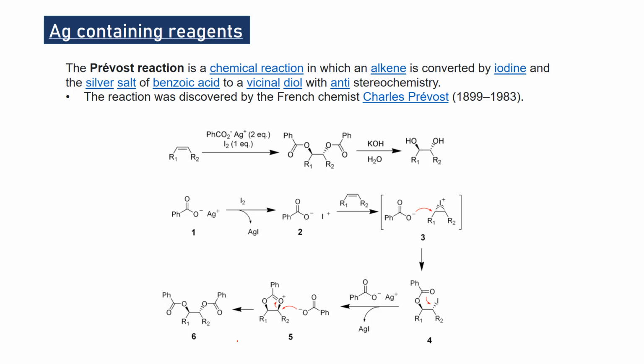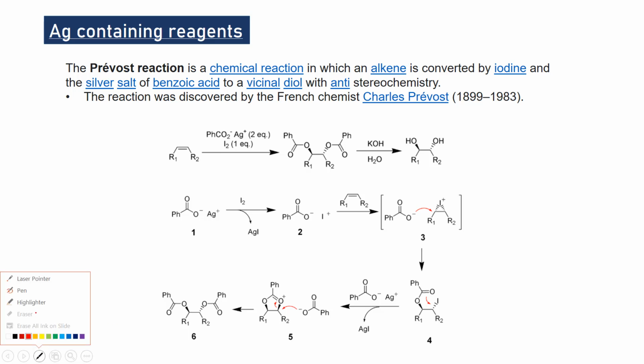Silver catalyst, one of the important reactions is the Prévost reaction. Prévost reaction is a chemical reaction in which an alkene is converted by iodine and silver salt of benzoic acid to vicinal diol with anti-stereoselectivity. So in the Prévost reaction, from an alkene we get a diol compound, and in case of this reaction we selectively get an anti-diol as our product.